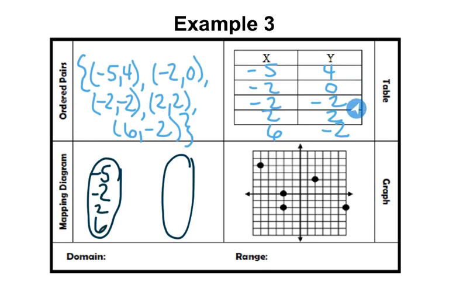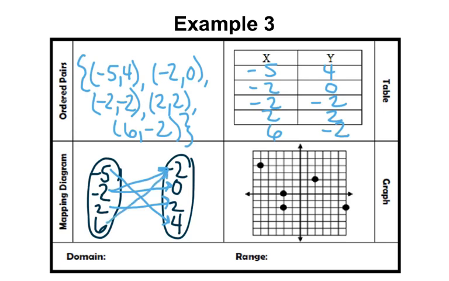For our y values, our smallest one is this -2. The next smallest one is going to be a 0, followed by 2 and 4. Okay, so this might look a little messy. I'm going to do my best. -5 has to point to a +4. -2 points to 0 first, then it points to -2. 2 points to +2, and 6 also points to -2.